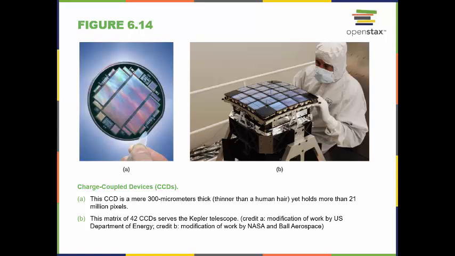Here we see the charge-coupled device, or part of it, the CCD, which is a mere 300 micrometers thick, thinner than a human hair, and it holds more than 21 million pixels. The higher the number of pixels, the better the picture, and the better the resolution.